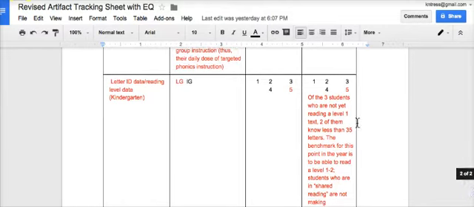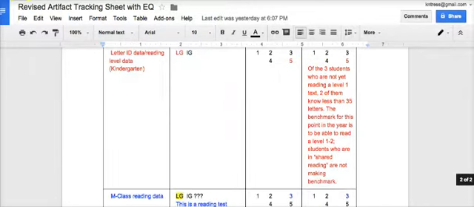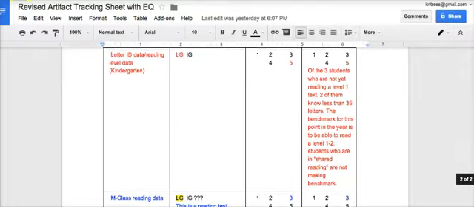But the thing we really honed in on here in the kindergarten classroom was letter identification data. I targeted that as my primary learning gap in my classroom. And of the 3 students at the time who were not yet reading a level 1 text, 2 of them knew less than 35 letters. And again, they were also reading below. They were the shared readers. So this was the primary learning gap that I wanted to focus on in my classroom.